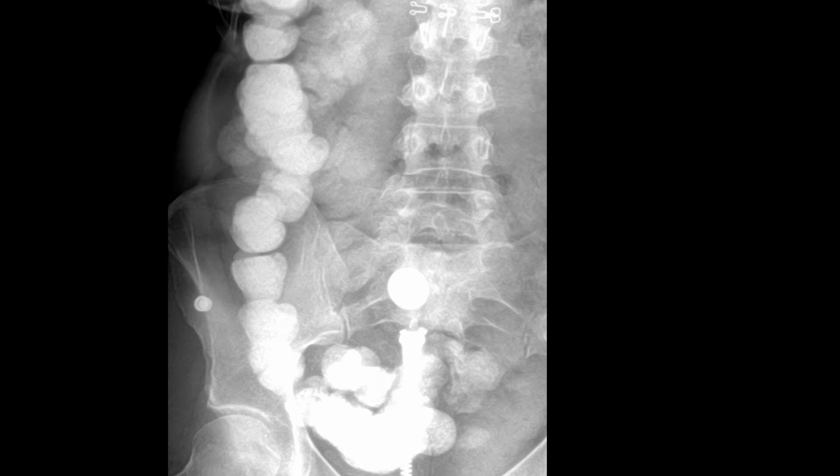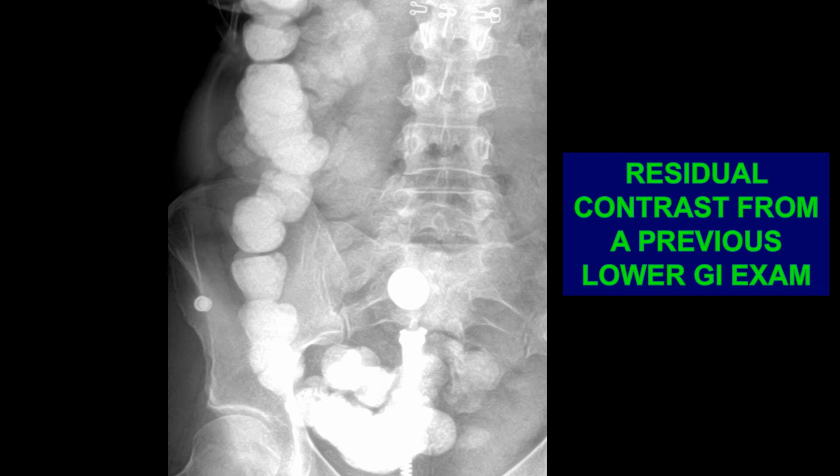This X-ray is of a middle-aged female who presented with lower back pain, and you can see a large homogeneous density in the expected area of the large intestines. This is from a previous barium enema and is residual contrast from a previous lower GI exam. This contrast can stay in the body for hours to days until it works itself out.